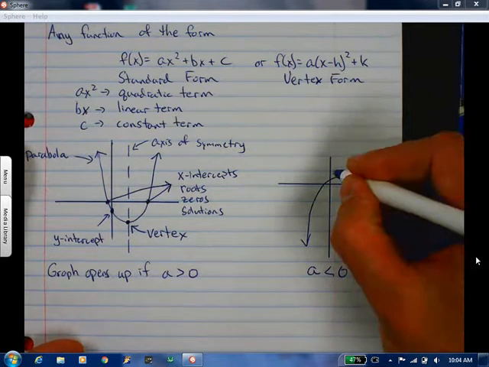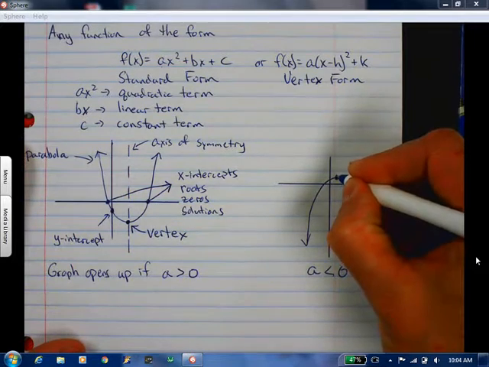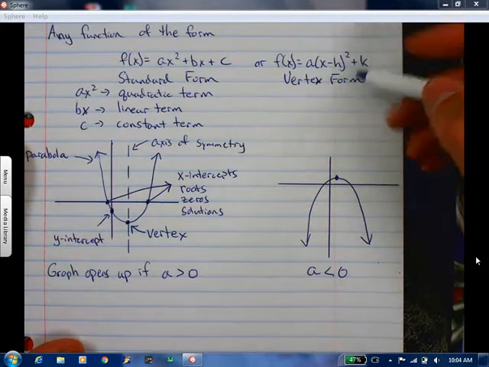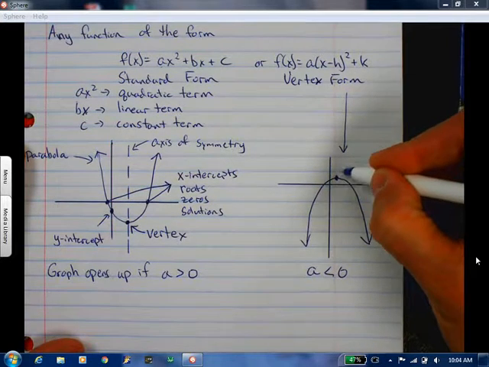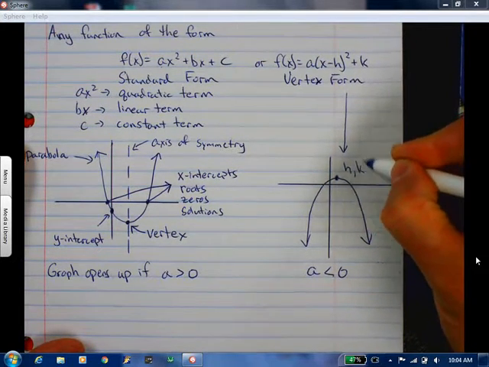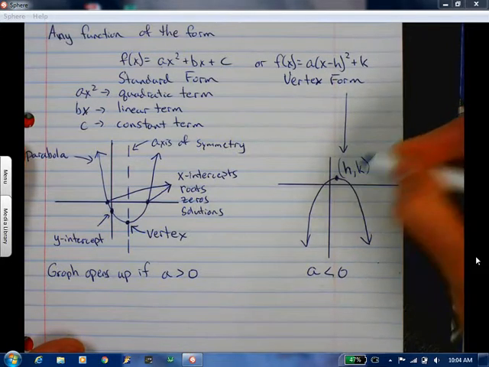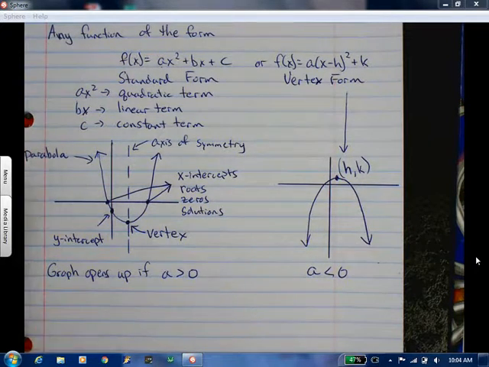Here we have a vertex. That's the only thing I'm going to put on there. This is going to tie into vertex form. The reason it's called vertex form is it tells you the ordered pair of h and k. We're going to see this more later. We won't see this a lot right now. But if you have an equation in vertex form, you have the vertex, and that's going to be kind of a critical point.